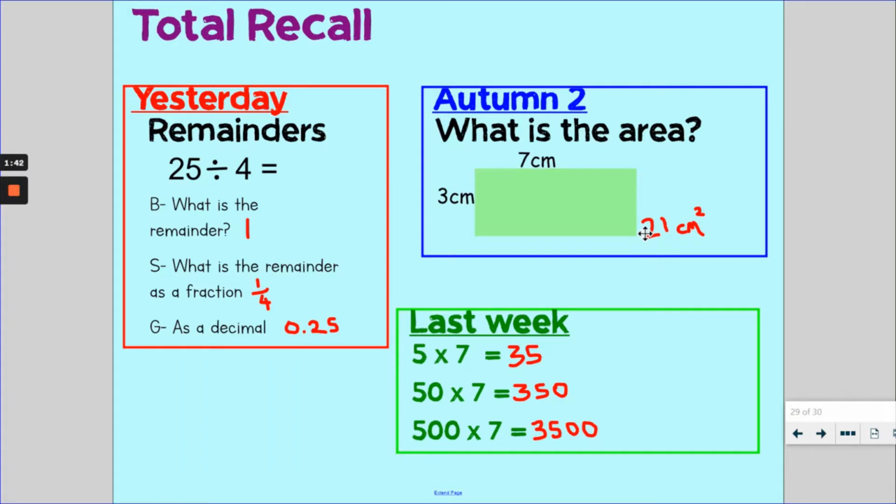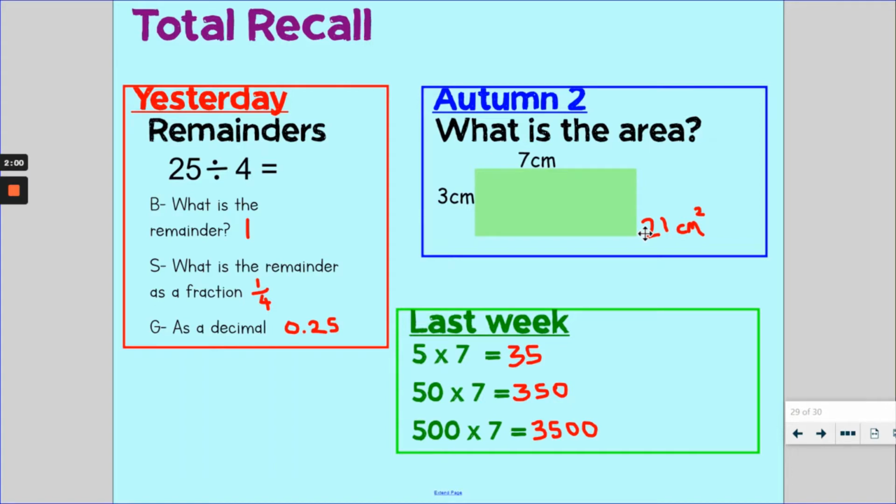The rectangle is 21 centimetres squared. I got that by multiplying 3 by 7. Last week's multiplications then: 5 times 7 was 35, so 50 times 7 is 350. That means that 500 times 7 would be 3,500.